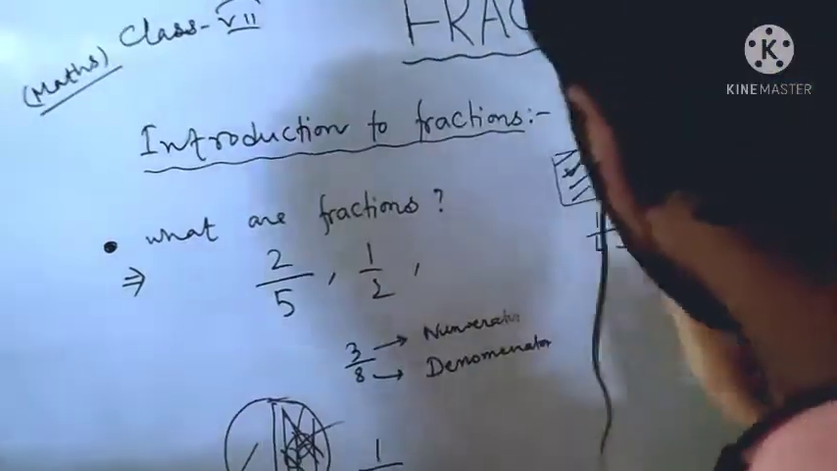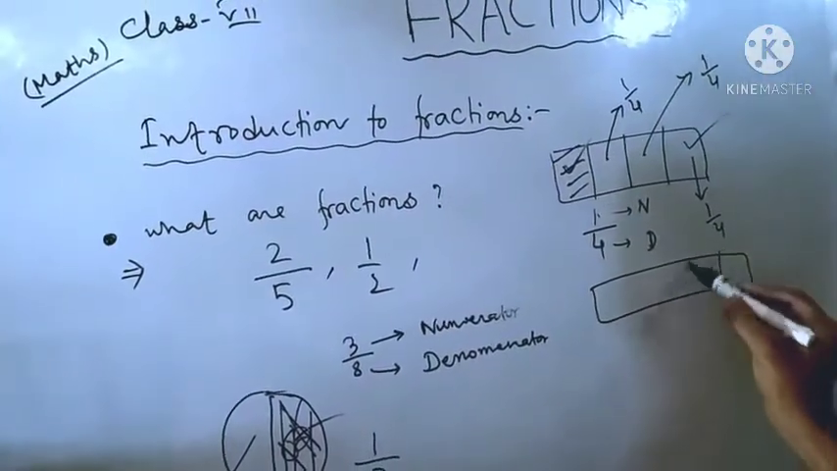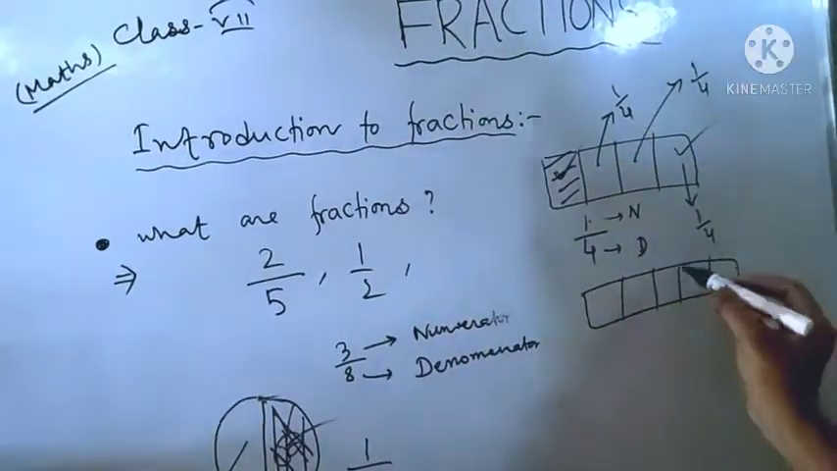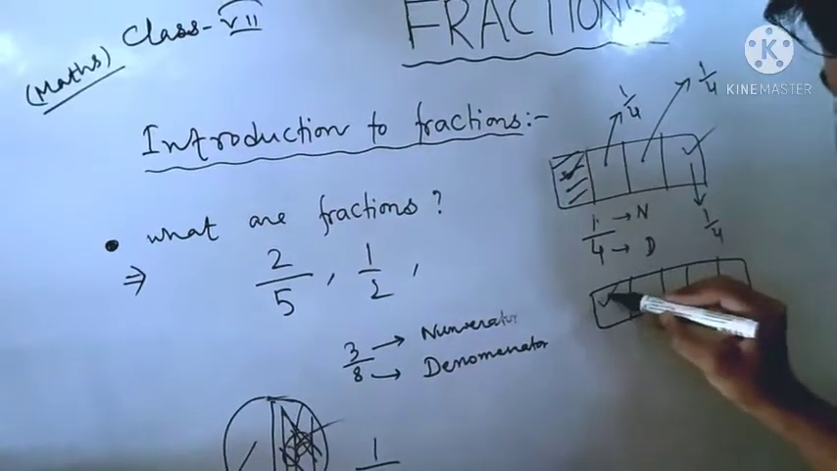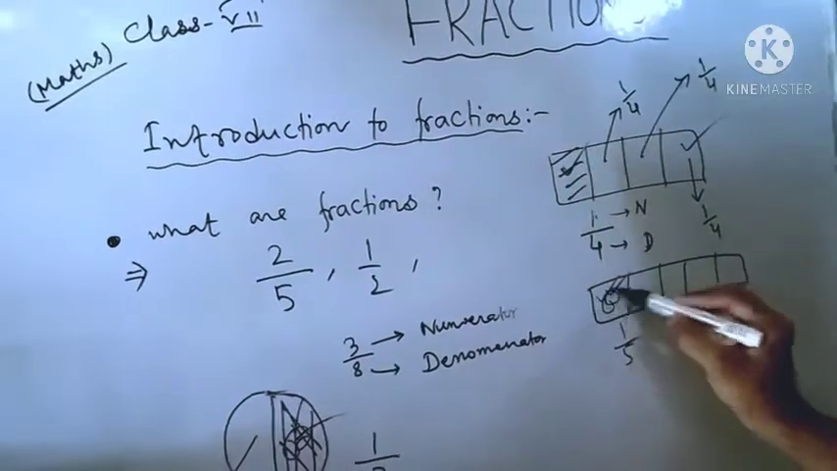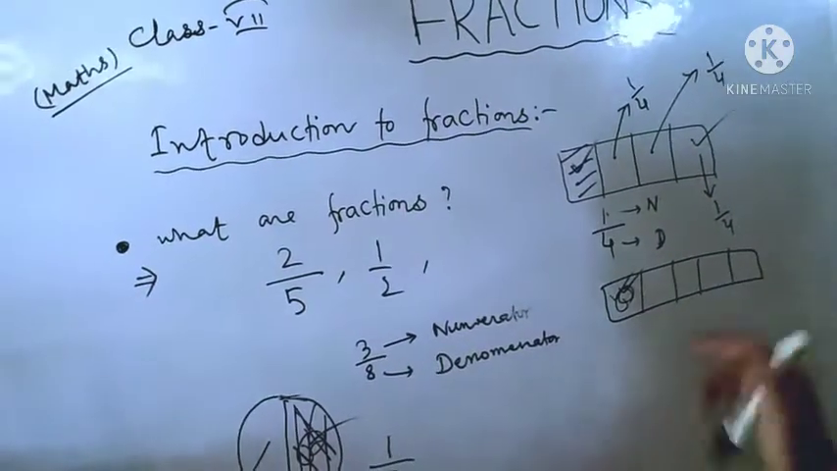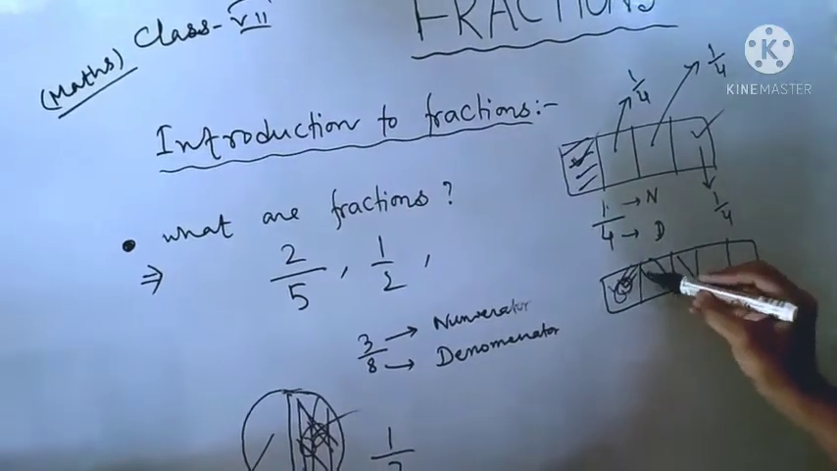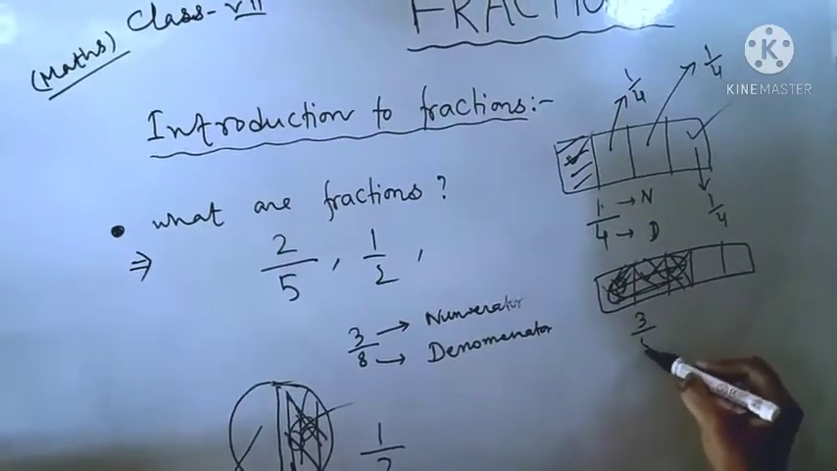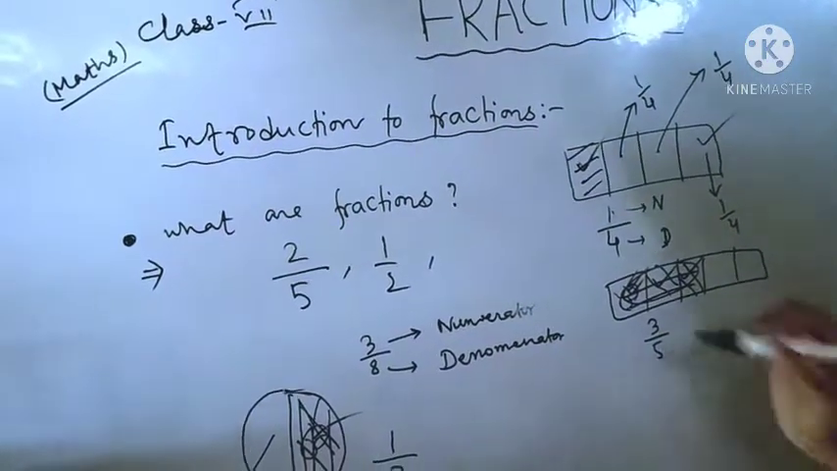Okay. So if we take another picture, how many parts are there? 5 parts. If we take 1 part out of these 5 parts, then we write 1 by 5. The value of each part will be 1 by 5. If we take 3 parts, 1 part, 2 part, 3 part, then the value of these total 3 parts will be 3 by 5. That is, out of 5 parts you take 3 parts, so 3 by 5.